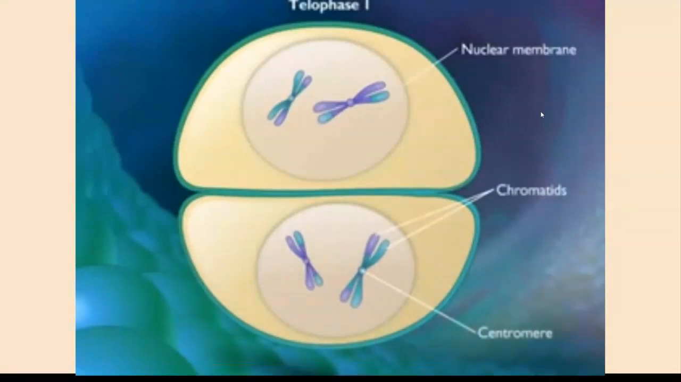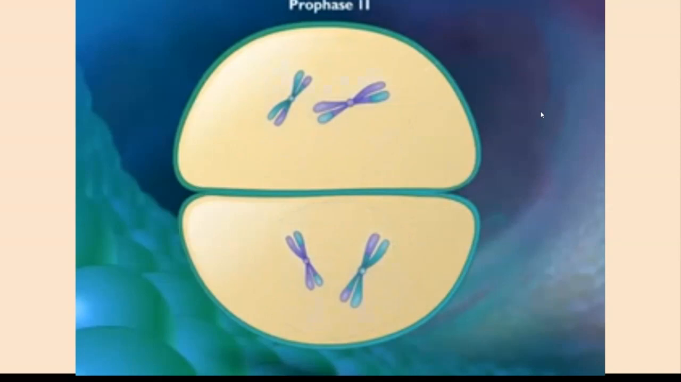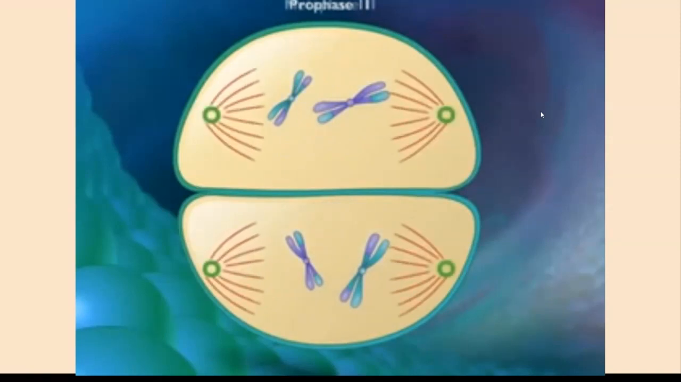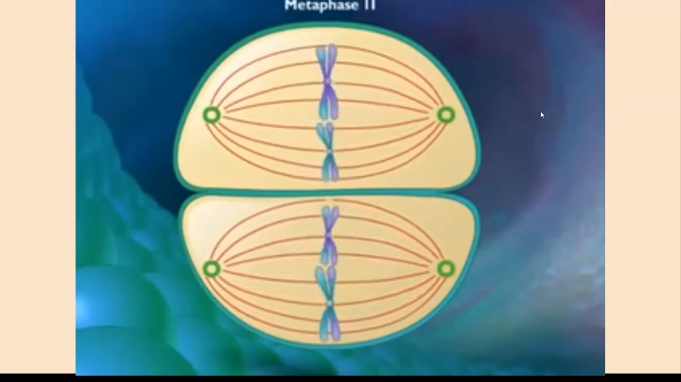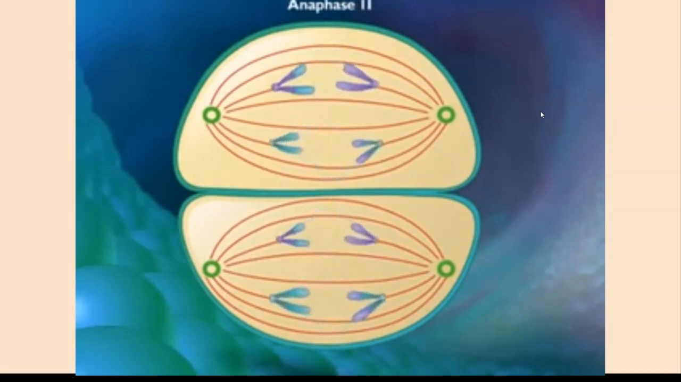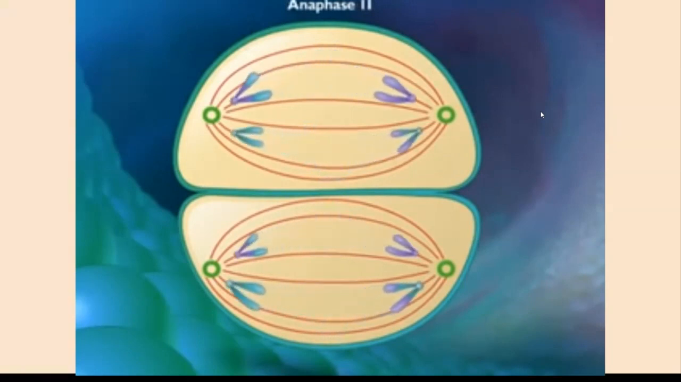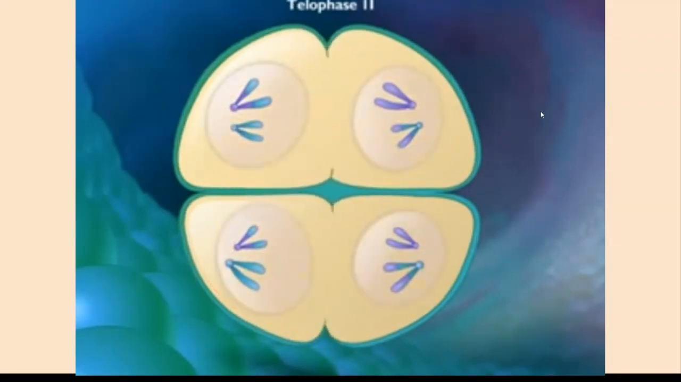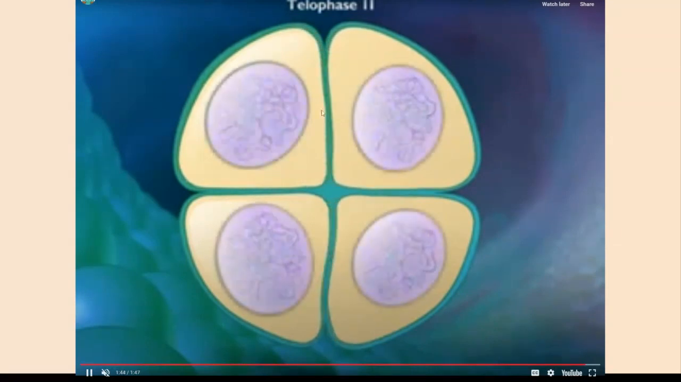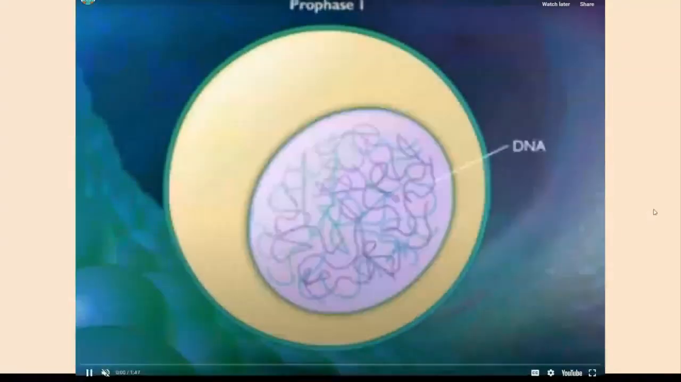We're going to go through all of those phases again. Prophase 2, metaphase 2, and anaphase 2, and telophase 2. We end up with 4 genetically unique haploid gametes.